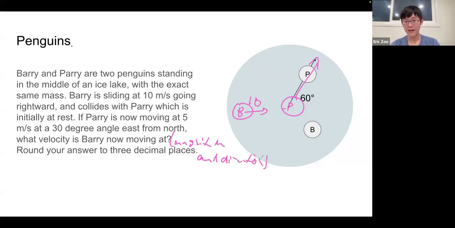All right, for this one, because the things are the same mass, they will probably tell you more, but I'll just tell you now that this vector 10 should equal the sum of this vector of Perry's 5 meters per second at 30 degrees north, and also Barry's speed over here. They should equal the sum.